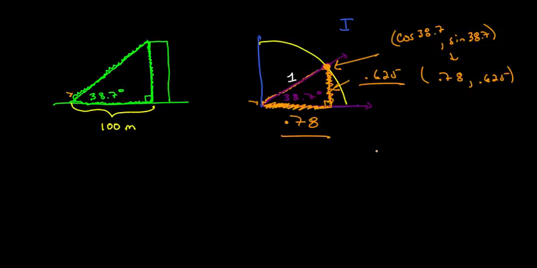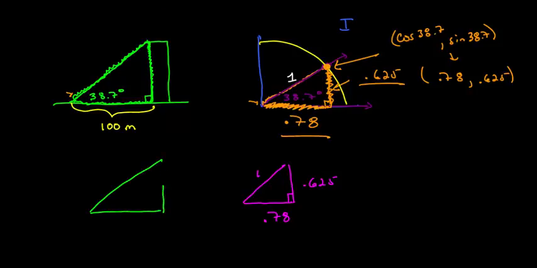So let me redraw this triangle over here. I'll do it in purple. So here's what I've got. Actually, I'll redraw both of them. I got a small triangle who has a length here of 0.78, a length over here of 0.625, and a length here of 1. That's based off of the unit circle. Then I've got a triangle over here in the green. That's the building one. Okay, it's a lot bigger, obviously. It has a length down here of 100, and we don't know what this length is, and that's what we're looking for.